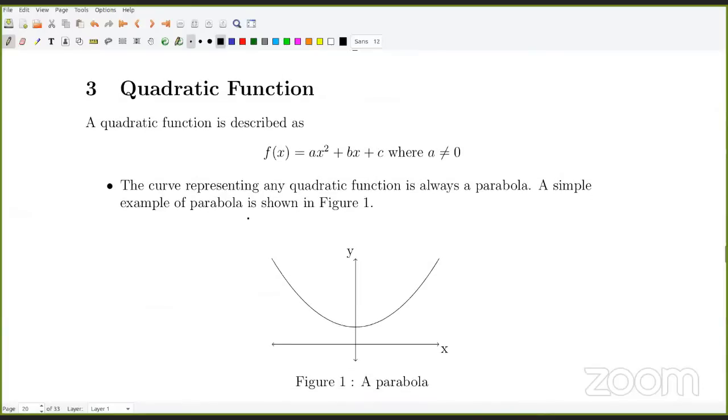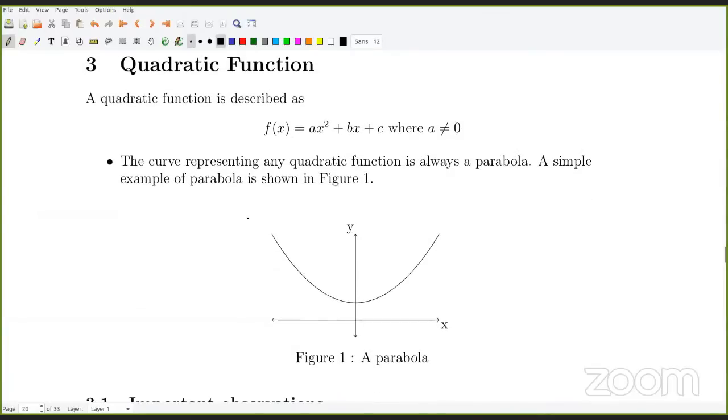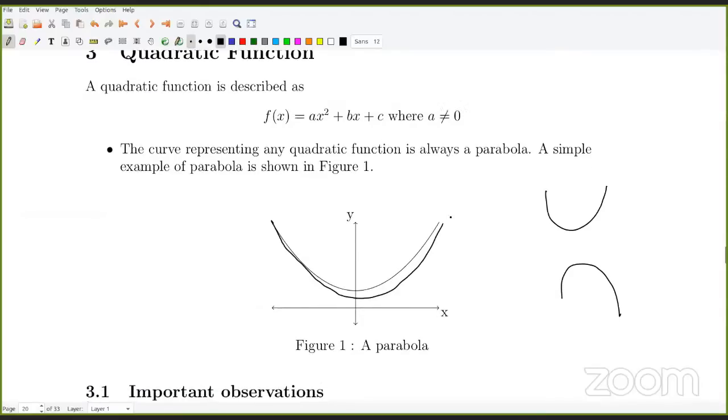And the curve will be like this. The curves will be either an upward parabola or a downward parabola. So this is just an example. Parabolas will be like this, and it will always be a parabola. So any quadratic function I give you, if I ask you to draw its graph, it will either be an upward parabola or a downward parabola. That's it. It will not take any other shapes.